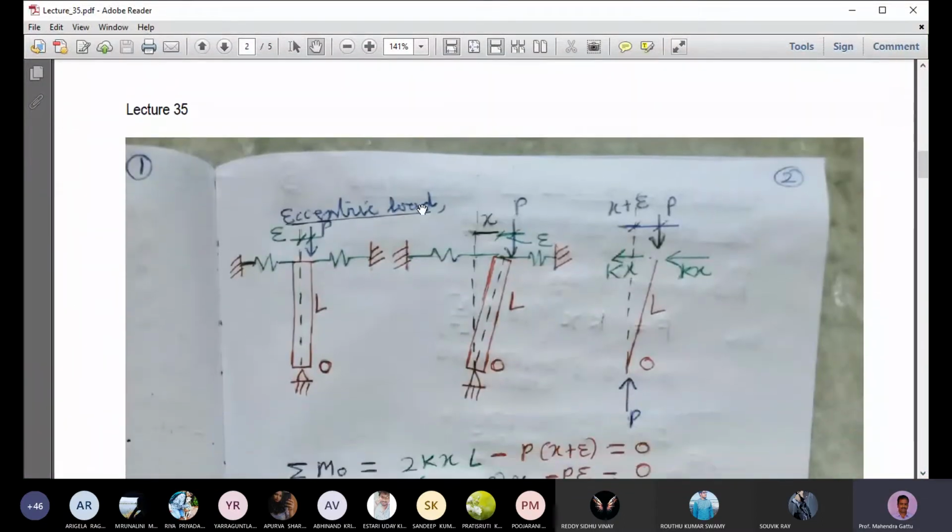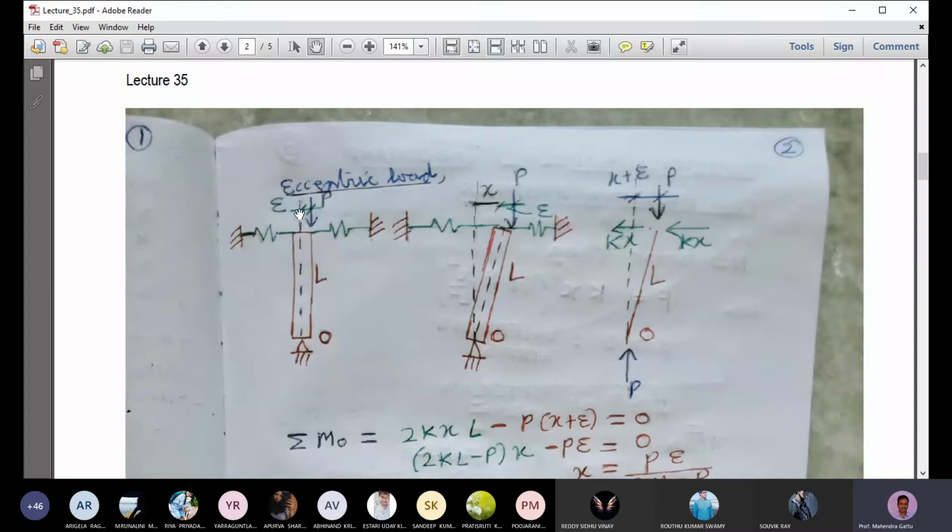So in real life, we cannot have perfect loading on the column. There will be some eccentricity in the loading. That means the load will not exactly act on the centroid or the center line. It will act slightly to the left or right. And also the column itself is not perfectly straight. There will be some deformations; it will be a little curved and all. So we can treat the column as an imperfect column.